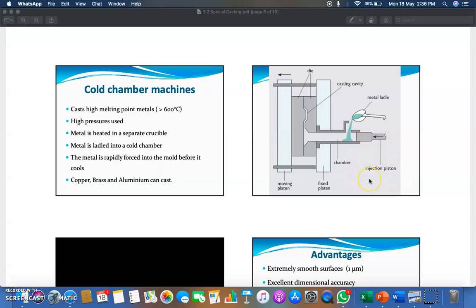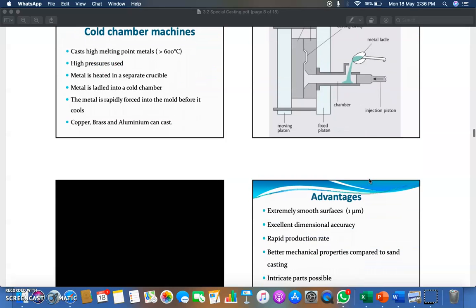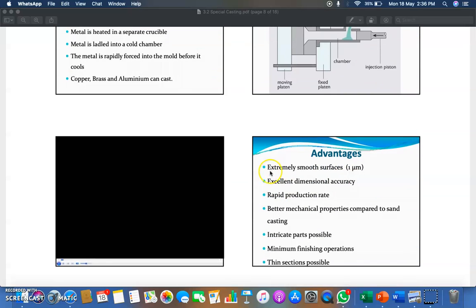Sometimes you have seen this is used in the plastic manufacturing industry as well, to produce some smaller thickness components. So there they are also using the same die casting techniques. Now the advantage of this is extremely smooth surfaces. It will produce a smooth surface finish. Excellent dimensional accuracy. Dimensional accuracy is also very high compared to the other casting machines, especially the conventional ones.